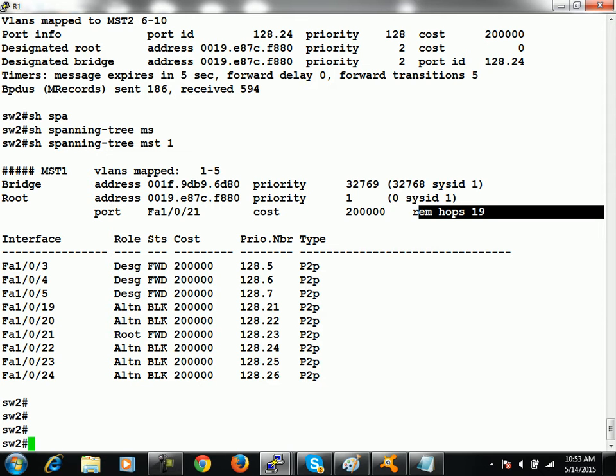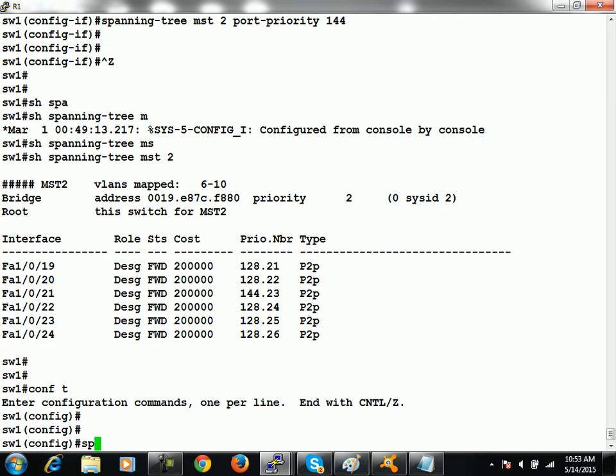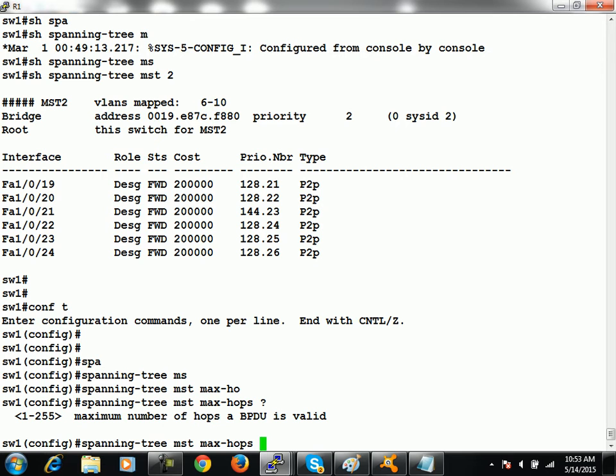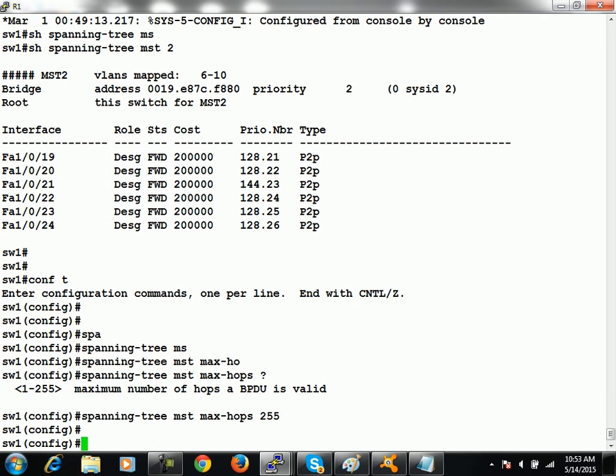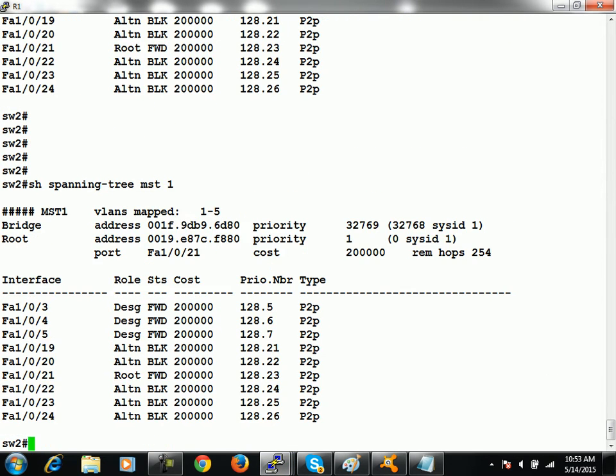But if you wanna modify it, then go to switch 1. You can configure it between 1 and 255. Spanning tree MST max hops. And then you can configure between 1 and 255. By default it is 20. Let's make it 255. So now on switch 2, whenever you run this command, show spanning tree MST1, remaining hops must be 254. If you set it to 1, it is not gonna cross more than one switch. It means it will be able to transmit BPDUs only to directly adjacent switches. There will not be any advantage, only disadvantage.